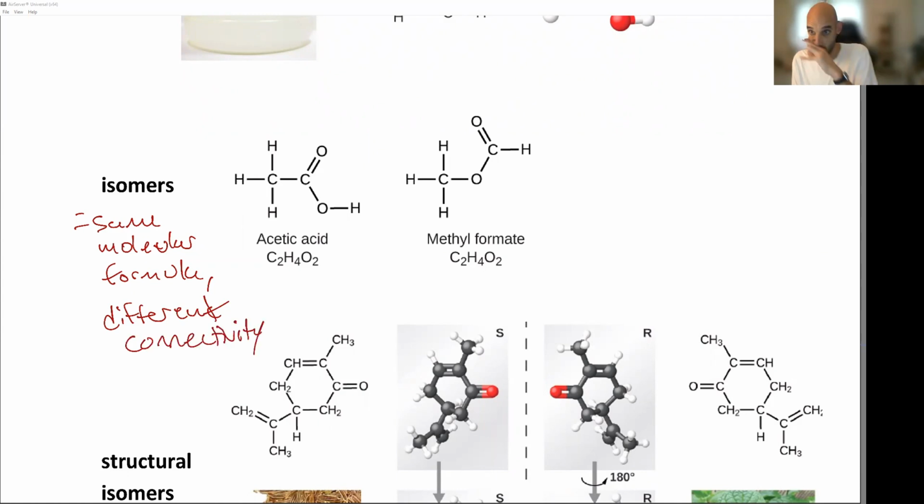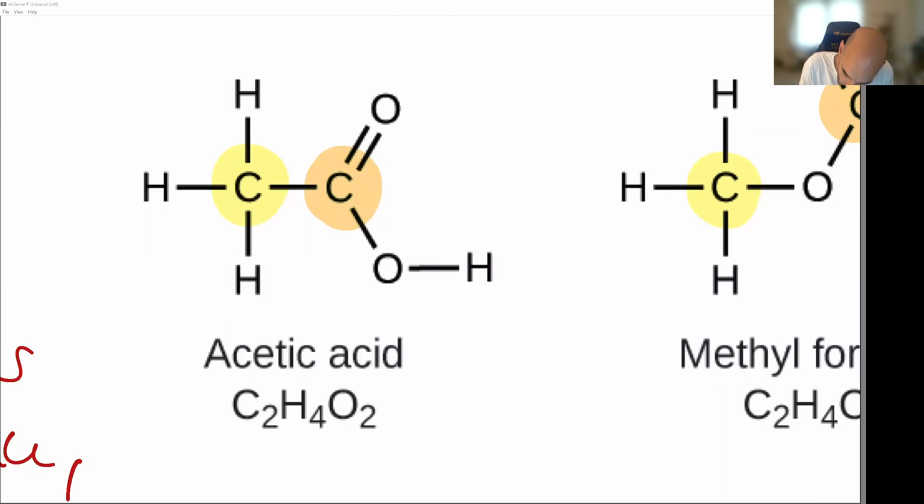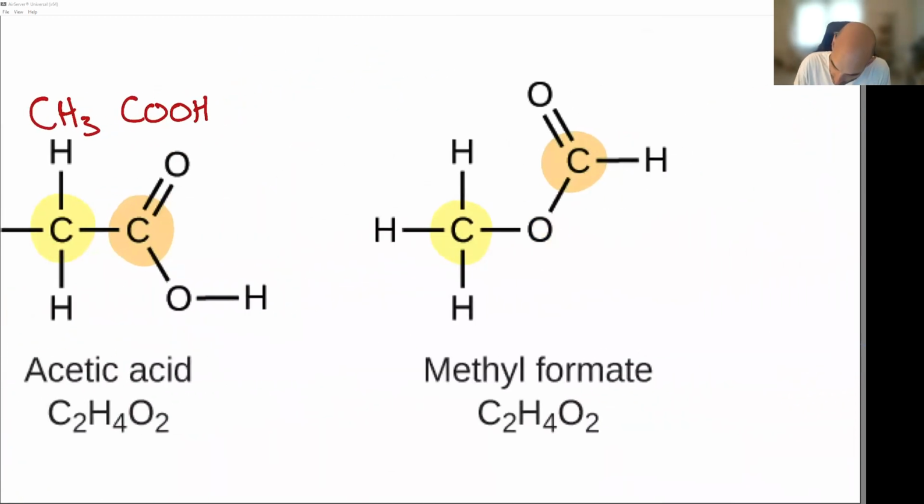So let's take a look. These are acetic acid and methylformate. Okay, so if I take a look, I'm going to highlight the carbons on the left, and I'm going to highlight the carbon on the right, because there's only 2 carbons in this whole thing. So in the acetic acid, carbon is connected to 3 hydrogens, and the other carbon is connected to COOH. But the methylformate, carbon is connected to 3 hydrogens, but then it is connected to an oxygen in between the 2.